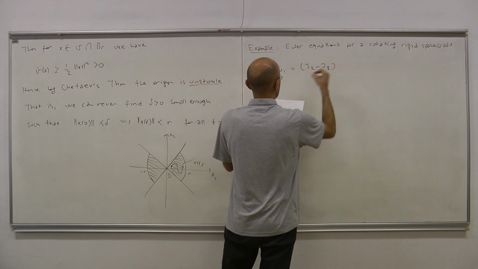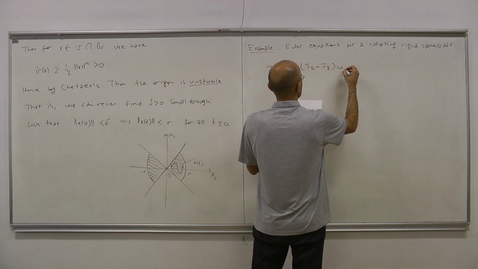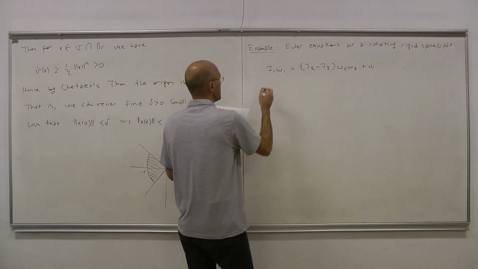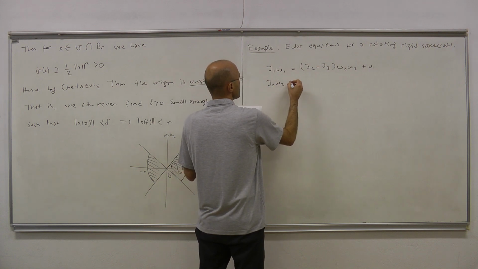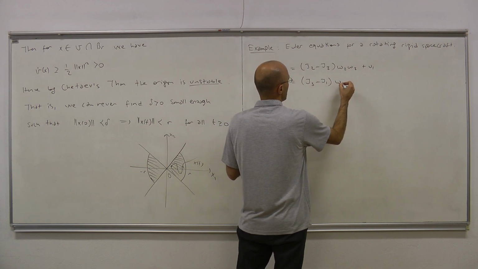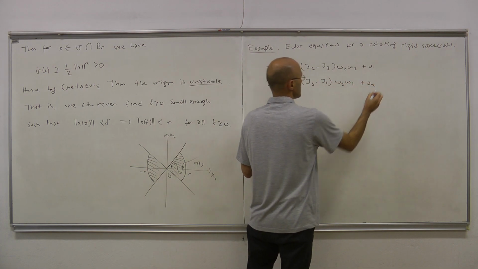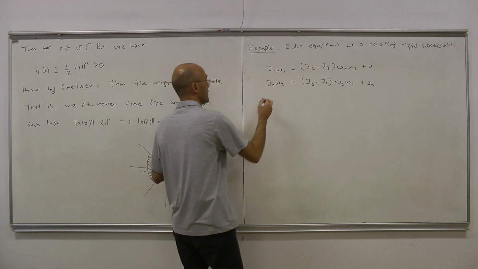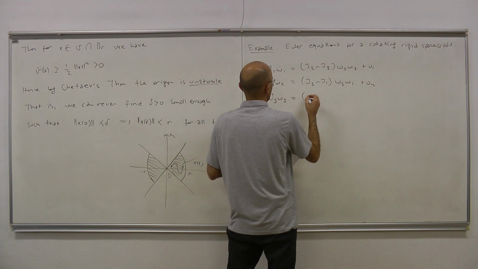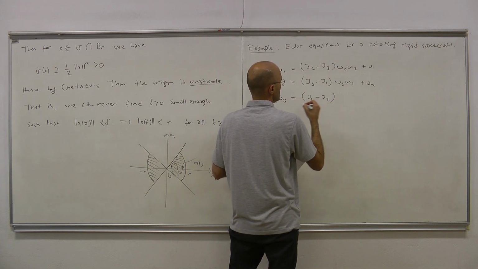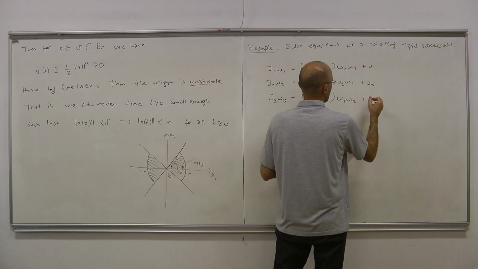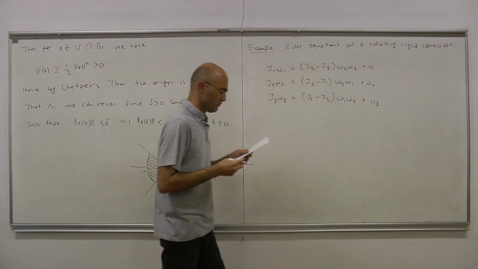J1 omega 1 dot equals J2 minus J3 omega 2 omega 3 plus torque U1. And J2 omega 2 dot equals J3 minus J1 omega 3 omega 1 plus second torque U2, and J3 omega 3 dot equals J1 minus J2 omega 1 omega 2 plus third torque U3.